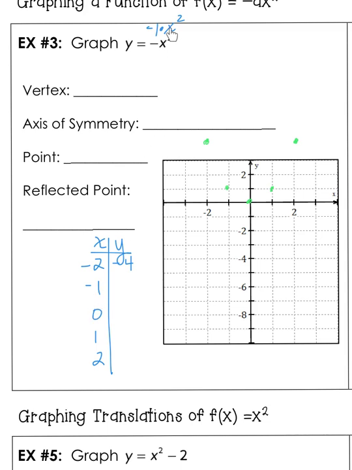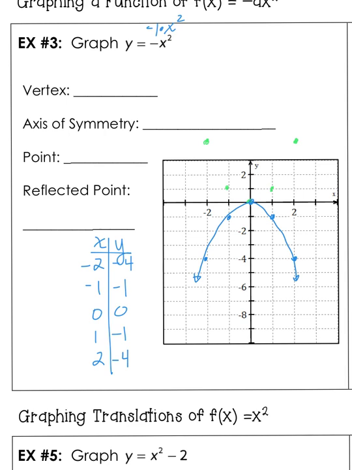Negative 1 squared is positive 1 times negative 1 is negative 1. 0 squared is 0 times negative 1 is 0. 1 squared is 1 times negative 1 is negative 1. And finally, 2 squared is 4 times negative 1 is negative 4. So I'm going to plot those. And so this is the graph of the reflection of the parent function.